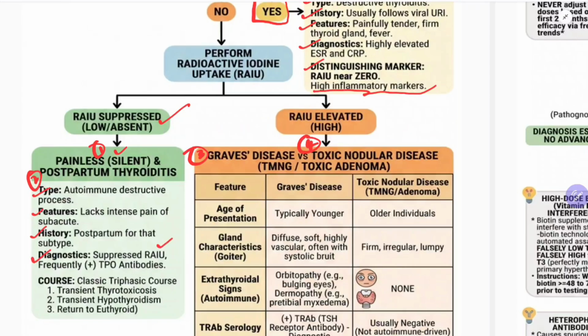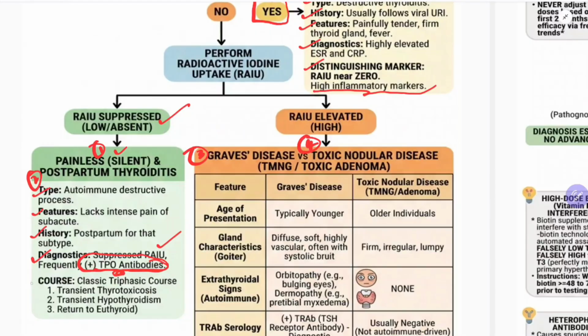Diagnostics: so suppressed RAIU, and this is important. Again, you should remember, it is an autoimmune process. Painless thyroiditis or postpartum thyroiditis, because it is an autoimmune process. So frequently anti-TPO antibodies will be positive in this case. Okay, anti-TPO antibodies will be positive in this case.